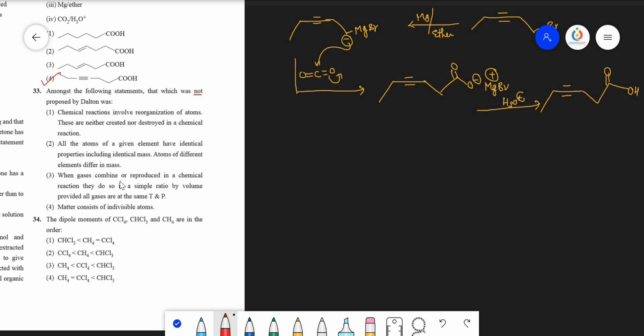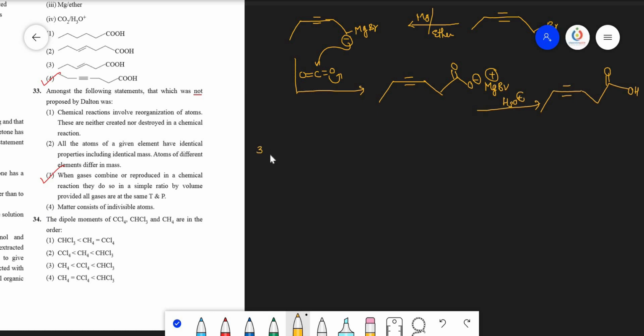When gases combine or are produced in a chemical reaction, they do so in a simple ratio by volume, provided all gases are at the same temperature and pressure. Actually, Dalton did not give any information regarding gases, and the combining volumes of gases was given by Gay-Lussac. So this point was not proposed by Dalton. Let us see the last one also. Matter consists of indivisible atoms. An atom is an indivisible particle of matter. That was also proposed by Dalton. So except 3, the remaining three were proposed by Dalton. So option 3 is correct.